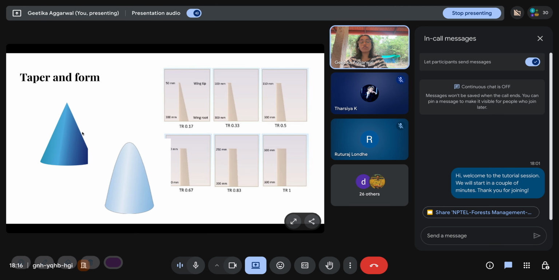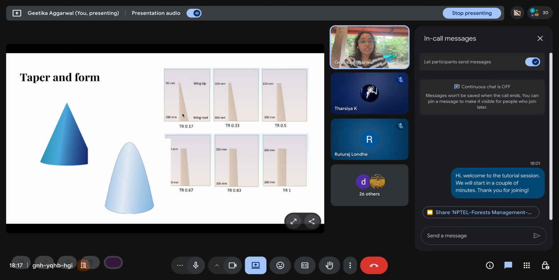Moving to the taper and form. So different forms have different taper. Here, if you see this cone, in this conical form, you'll see that the diameter would decrease much more rapidly than this paraboloid, even if both those have the same height. So for the same height, this would have a higher taper than this because it's very steeply decreasing the diameter for the cone.